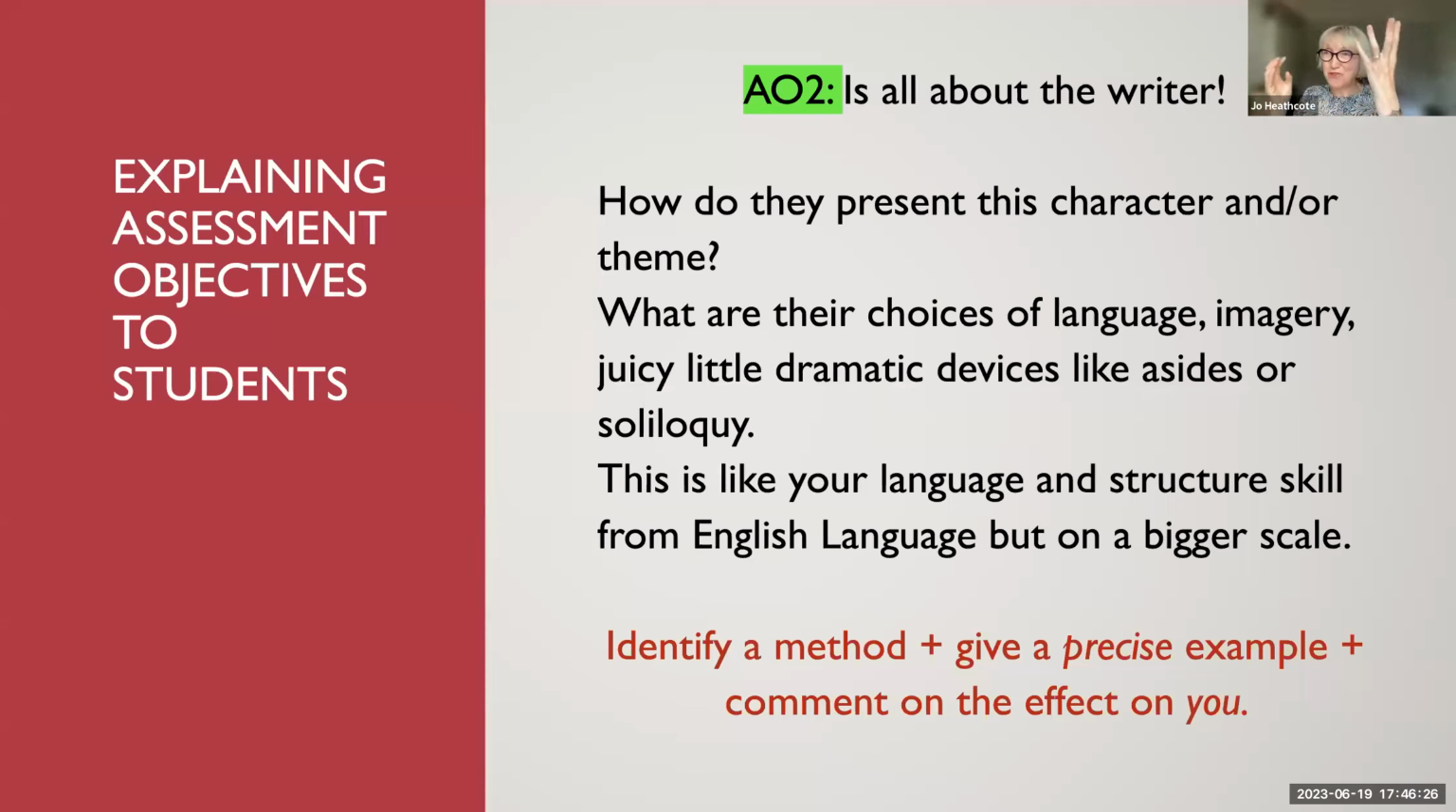And I always use a little triplet here. What does it make you think of, feel, imagine? And then they'll always have something to say about effect that isn't, it makes the reader read on. Keeps me reading right to the end. So think about using those little hooks to get students to say more about method, about AO2.